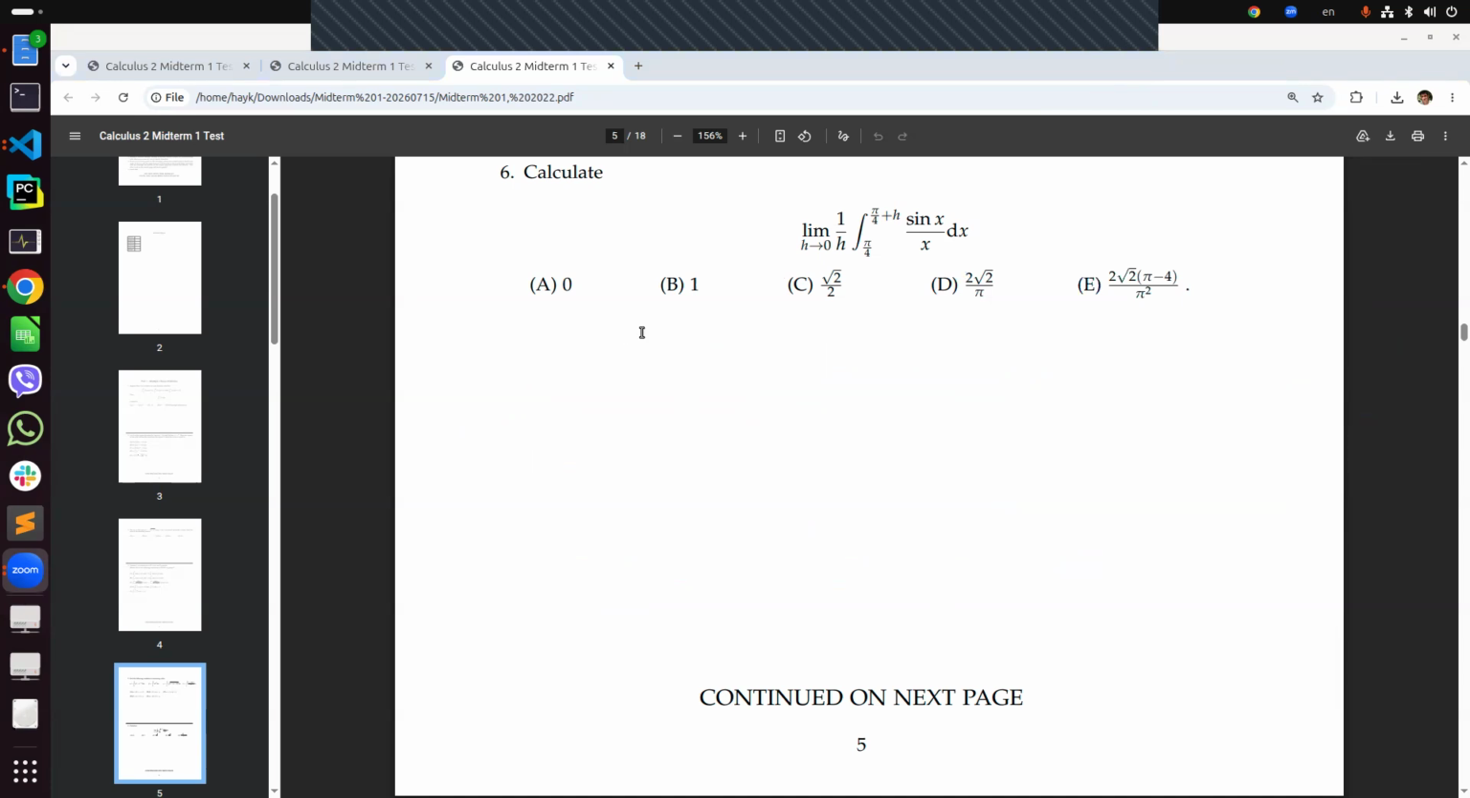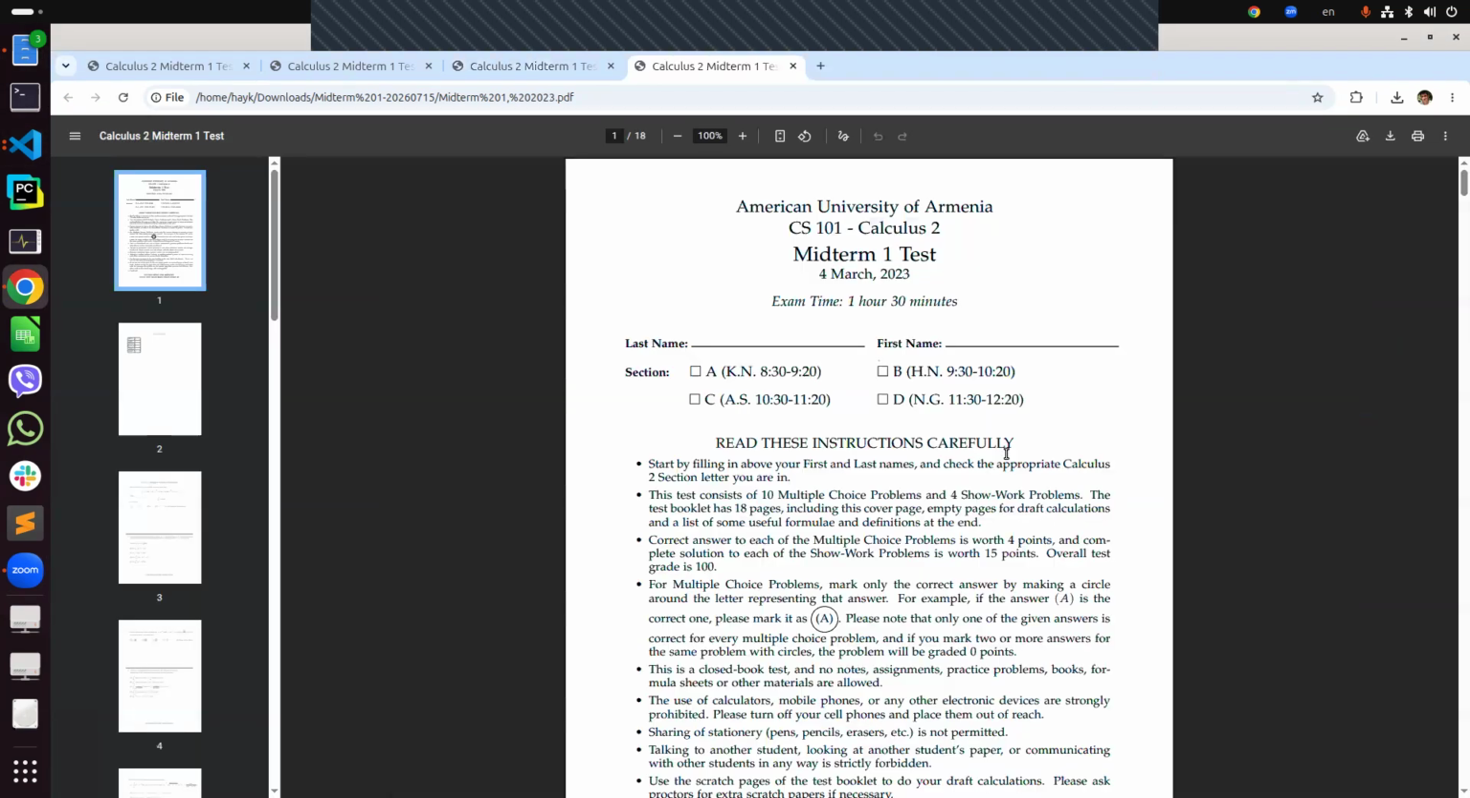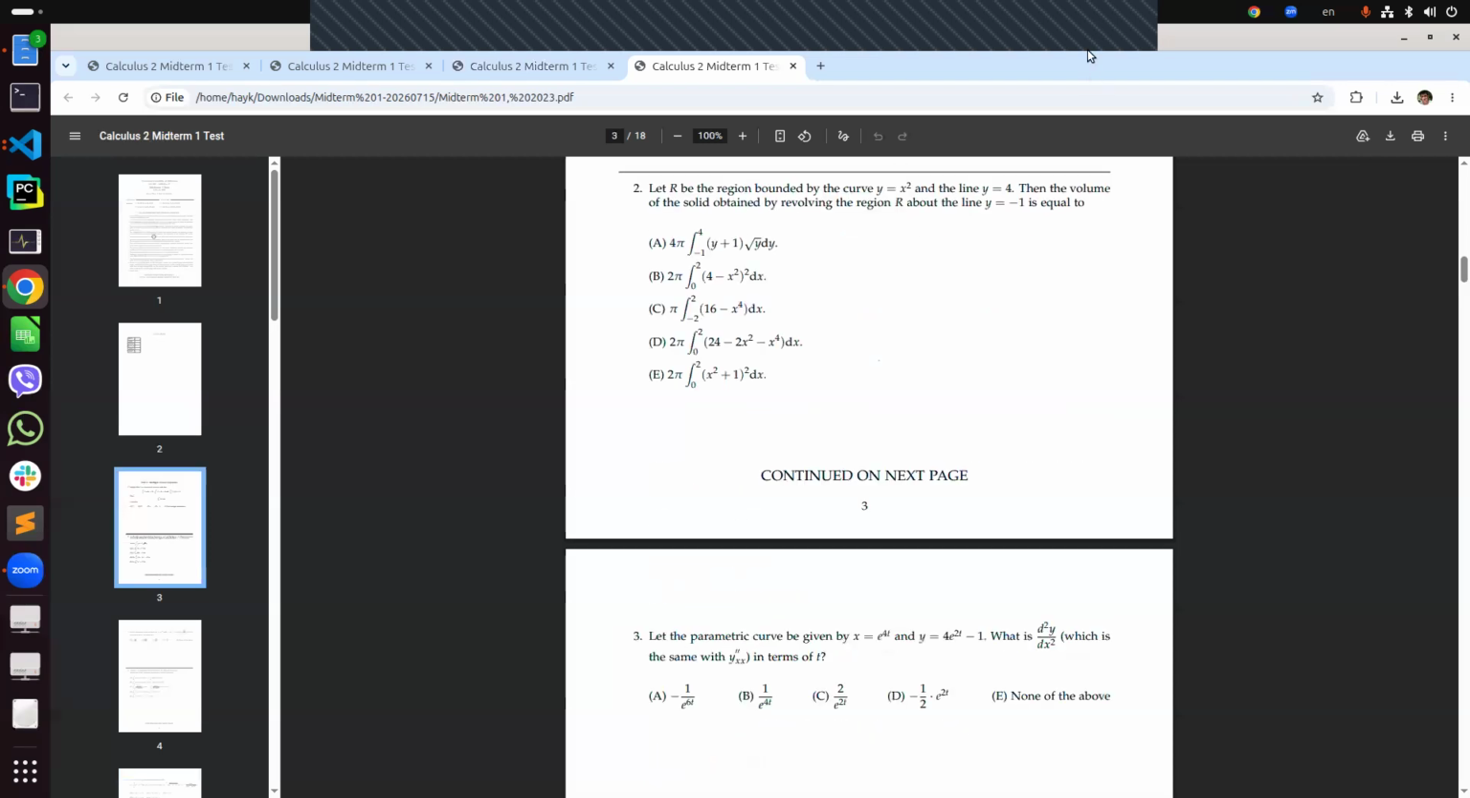2023, free response number 1. 2020. So free response number 1. Yeah.